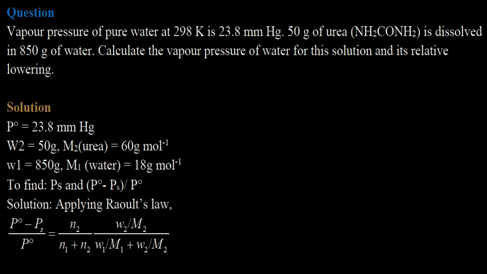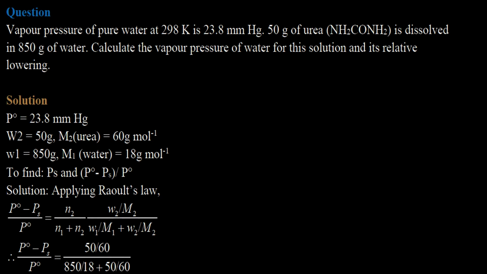N2 is the number of moles of the solute. N1 is the number of moles of the solvent. So this can be expanded as W2 by M2, that is mass by molar mass, divided by W1 by M1 plus W2 by M2. Now you can substitute the values. W2 is 50, that is the mass of urea, and its molar mass is 60. So N2 is 50 divided by 60, divided by the mass of the solvent given in the question, 850 divided by the molar mass 18, plus 50 divided by 60, which is again the number of moles of the solute.